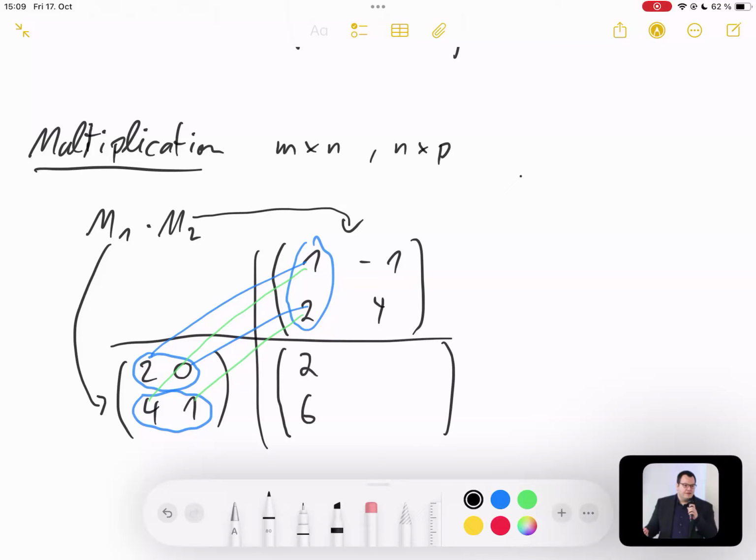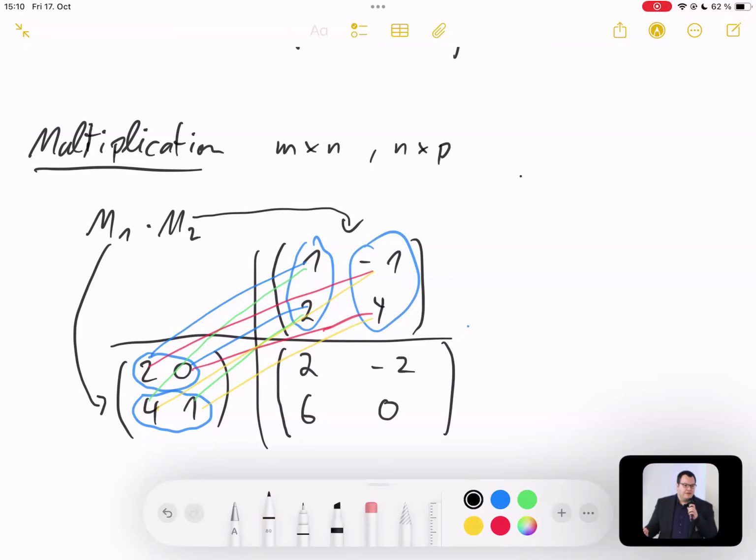We have one answer already, but I'll just wait a little bit and see if more of you have the answer. So we can see 2 times -1 plus 4 times 0. So this is -2. And then 4 times -1 plus 4 times 1 is 0. So this would be the result of multiplying these two matrices.